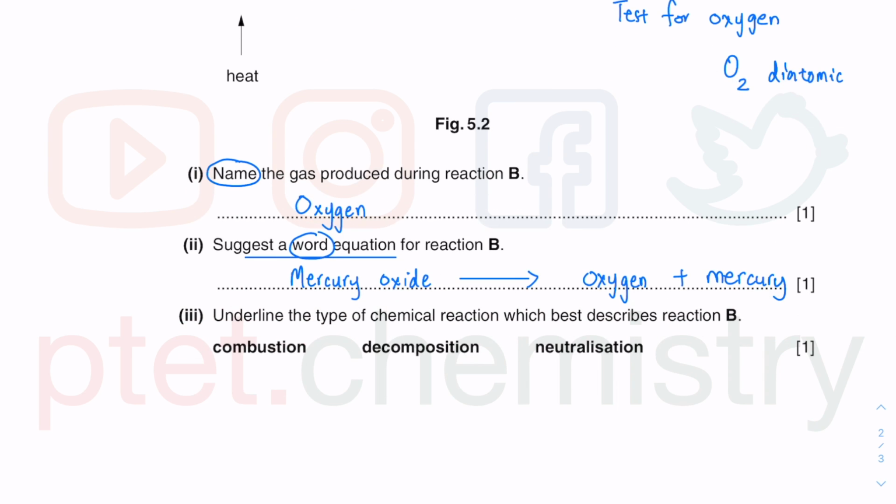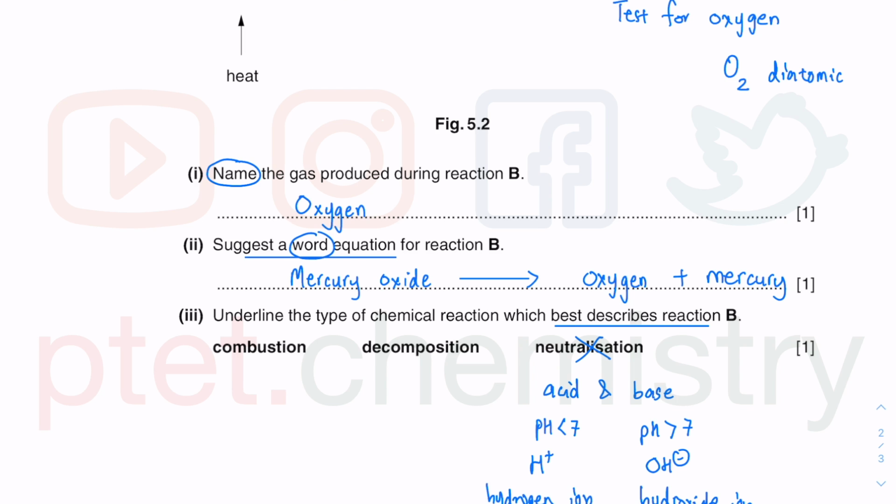Underline the type of reaction which best describes reaction B. It cannot be neutralization, which is a reaction between an acid and a base. That is called neutralization, where pH is greater than 7 due to the presence of hydroxide ions, and pH is less than 7 due to the presence of hydrogen ions. Sometimes they also call this a proton. Not that you use it that much in combined science, but you call it hydrogen ion there. So it cannot be neutralization because it's just one substance on its own.